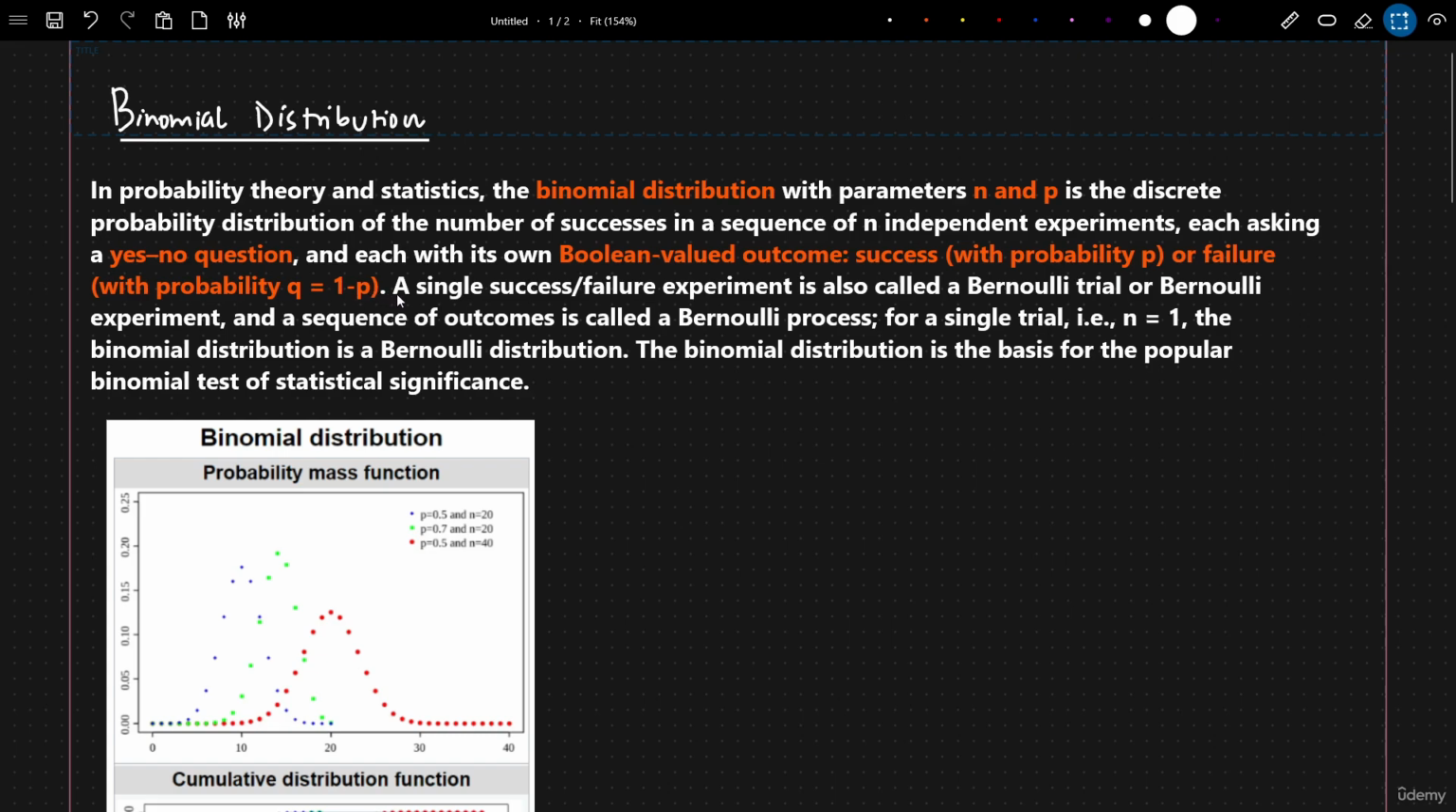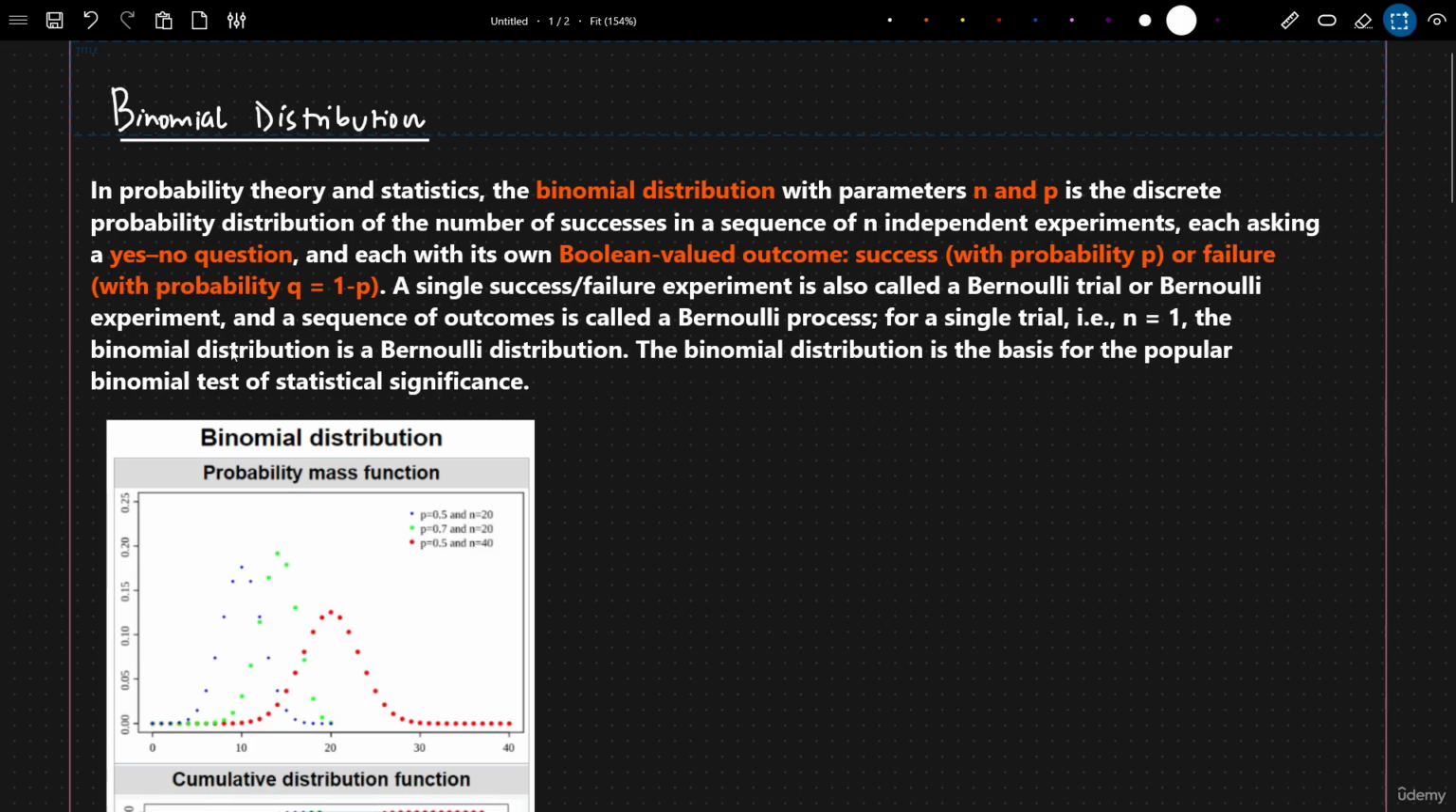Now here you are just seeing that by the definition, you're saying it is a sequence of n independent experiments, and for every experiment the outcome is yes or no. The best example will be tossing a coin 10 times. So in short, a single success or failure experiment is also called a Bernoulli trial or Bernoulli experiment, and a sequence of outcomes is called a Bernoulli process.